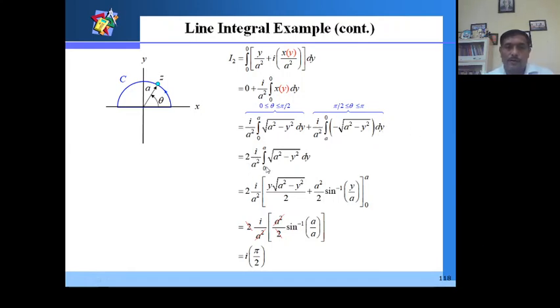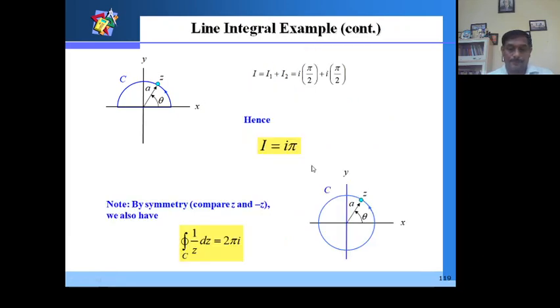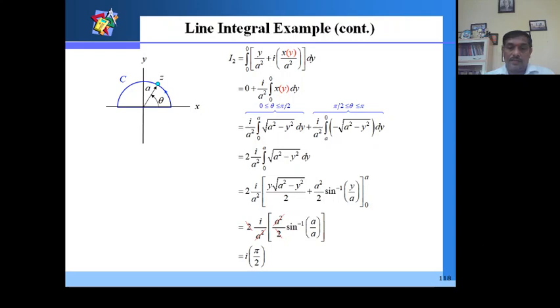Then this becomes i by a squared, integral from 0 to a, because 2 times, minus and plus, will be there. That's why we can write it as 2 times i by a squared into the integral from 0 to a of root of a squared minus y squared into dy. Then we know the formula, the integral of root of a squared minus y squared is y into root of a squared minus y squared divided by 2 plus a squared by 2 into sine inverse y by a, from 0 to a. If you apply the limits, the first term becomes 0. Then the other term, a squared by 2 into sine inverse a by a, and sine inverse 1 is pi by 2. Substitute, and you get the same result.